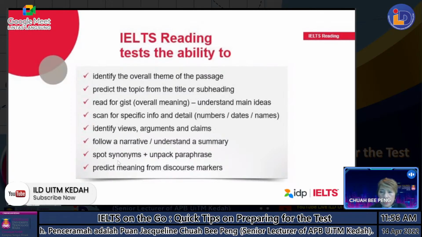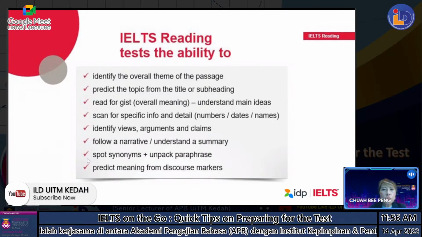Listening and reading consistently, you will come across questions that test you on words of similar meaning and paraphrase, because they work together. And sometimes you may be asked to predict meaning from discourse markers. For example, if they use "therefore", you may have to predict what actually comes after that.